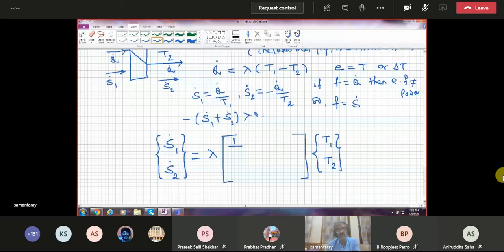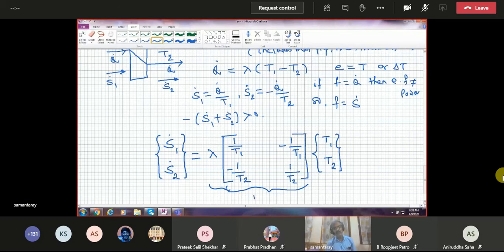What does it mean? 1 into T1 minus 1 into T2, that is T1 minus T2, whole thing divided by T1. And here I have S2 dot, which is minus, so I have minus 1 by T2, which will be 1 by T2. So that kind of a matrix I get. And this matrix is very interesting. You can see this matrix, including that lambda, of course.